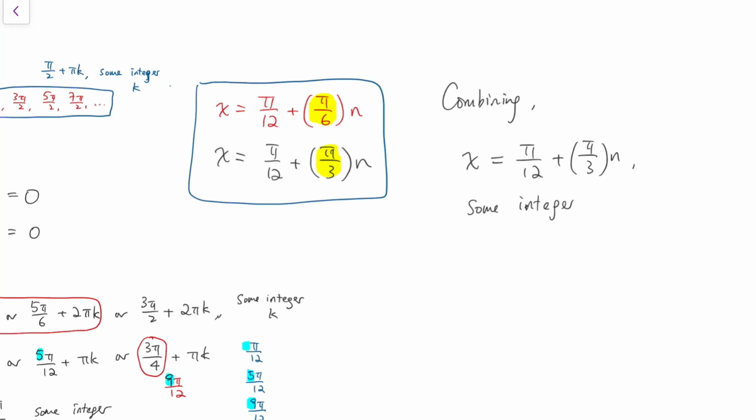Where I specify that n is an integer in the solution. So this is the final answer.